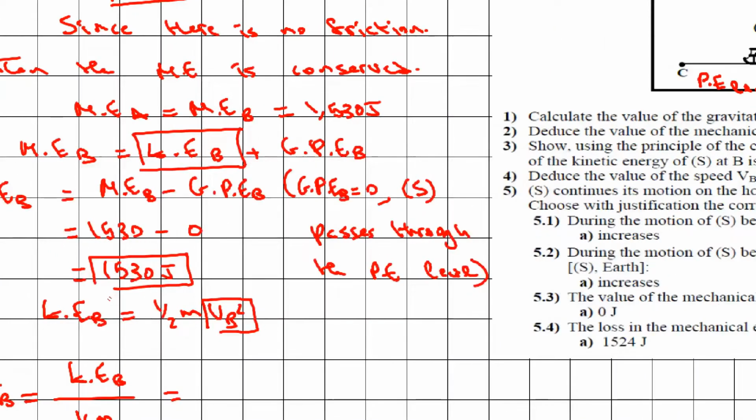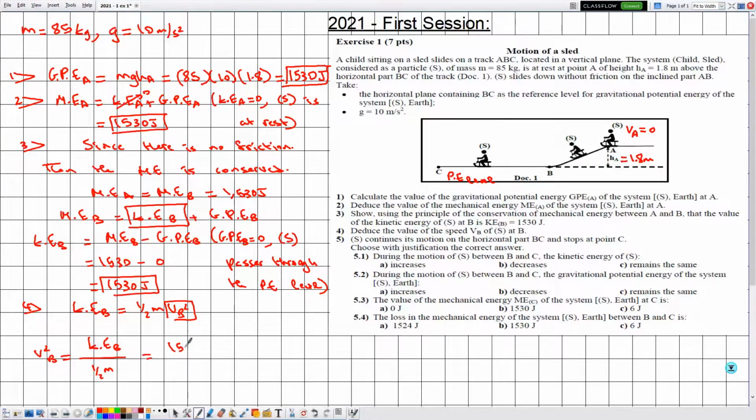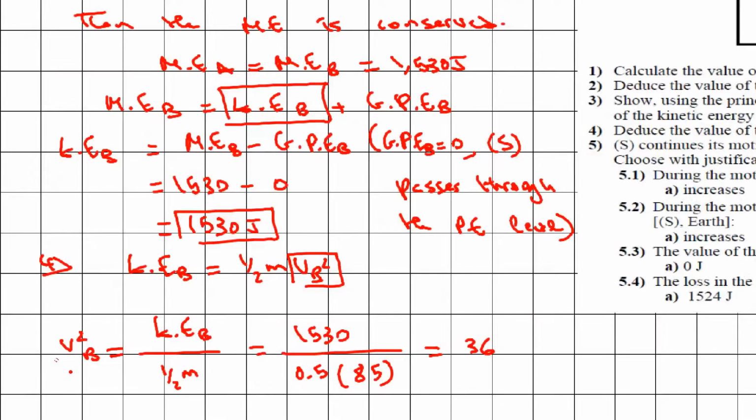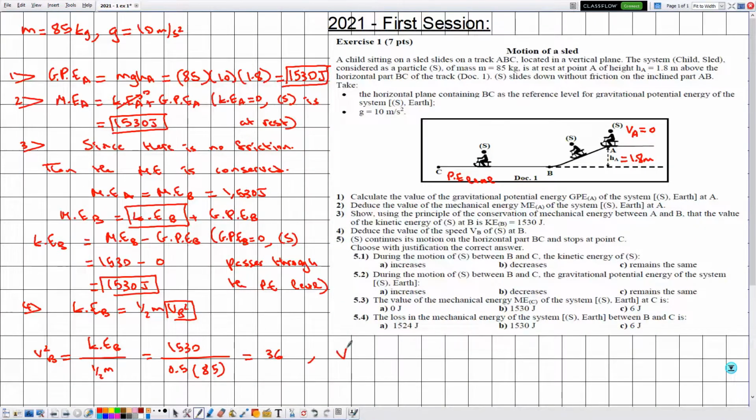Now the value of the kinetic energy is given by that. Half is 0.5 multiplied by the mass, which is 85. Plugging this on the calculator, this is given by 36. And here we should be very careful because this is the value of VB square. We are interested in determining the value of VB. Then VB is given by radical 36, which is equal to 6 meters per second.